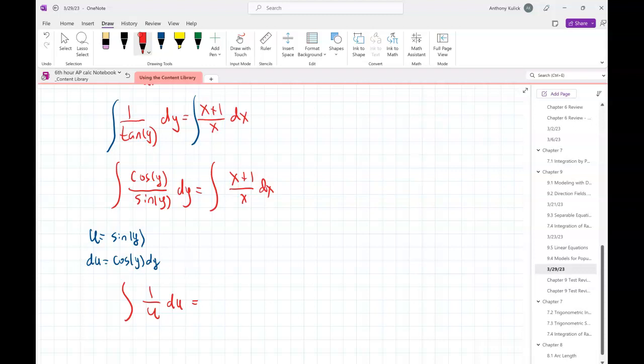What am I going to do with the right integral? x plus 1 over x. Yeah, very good. So just keep it simple. Since the denominator is a monomial, I can just break that into 2 fractions with a common denominator. So I can just write that as 1 plus 1 over x dx.